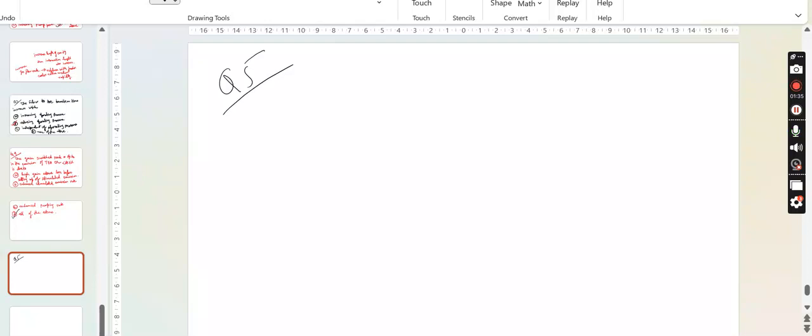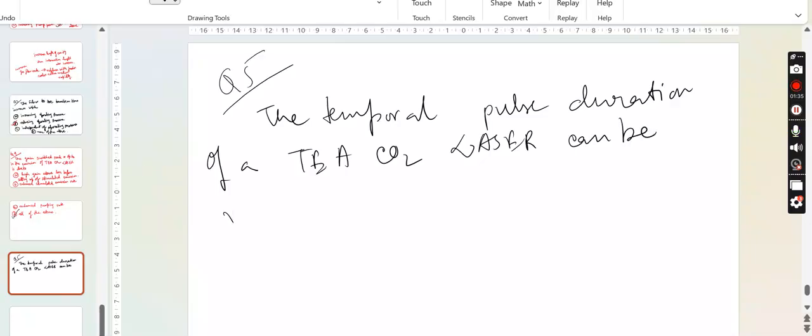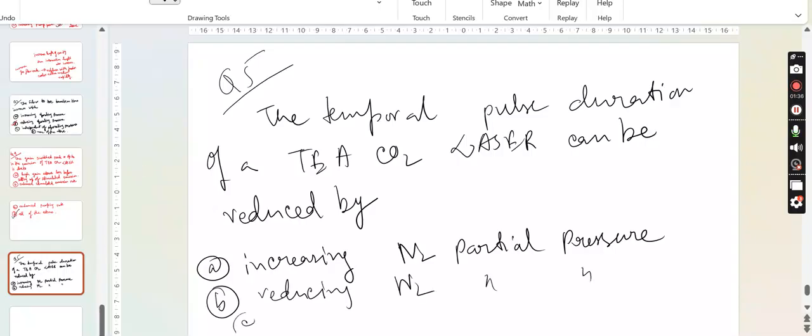Question 5. The temporal pulse duration of a TEA carbon dioxide laser can be reduced by: A, increasing nitrogen partial pressure; B, reducing nitrogen partial pressure; C, increasing helium partial pressure; D, decreasing helium partial pressure.